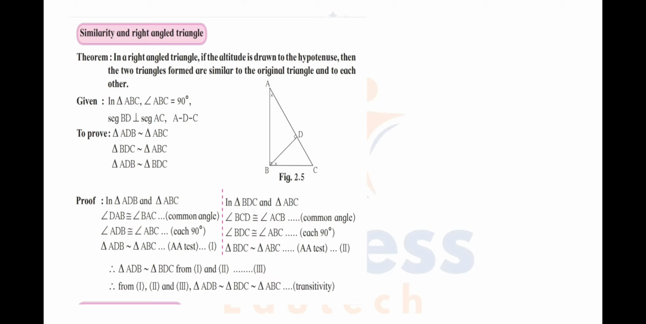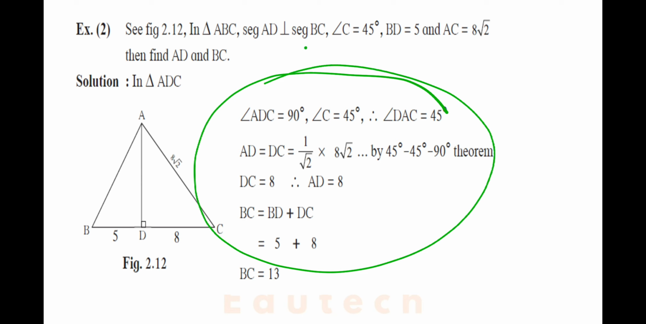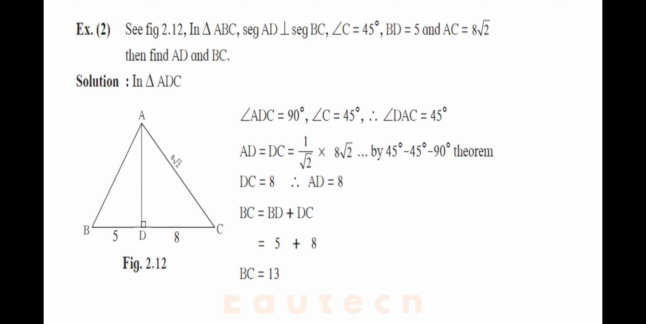I hope all your doubts are clear regarding your 45-45-90 theorem and 30-60-90 theorem. You have already studied this in your previous class, that's why. Another example I will explain one by one.